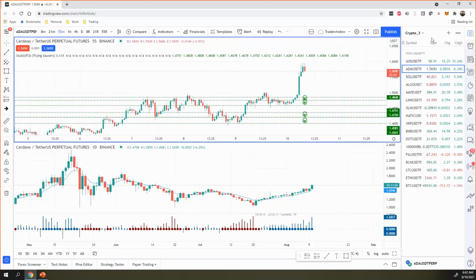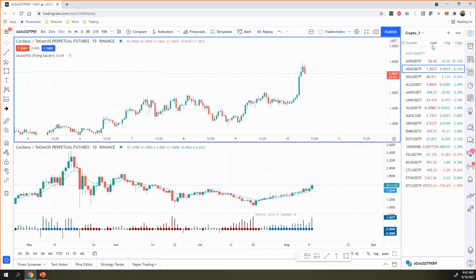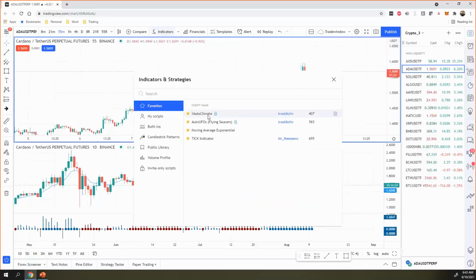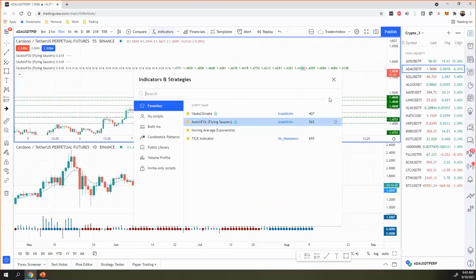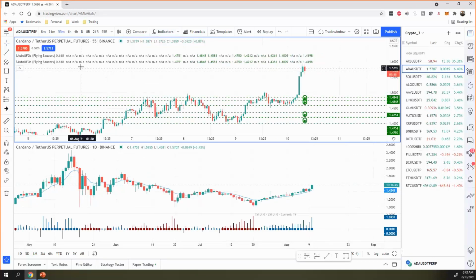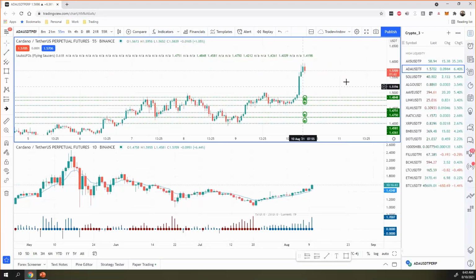Looking at ADA right now, it is fairly, why is it erroring out? I'm not quite sure. Let's try to put it back on. Flying saucers. Well, not 3 times, jeez. All right. I'm not quite sure why it was erroring out like that. It was saying it was taking too long to respond.